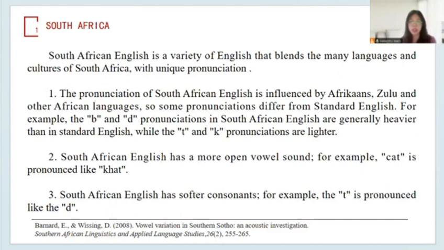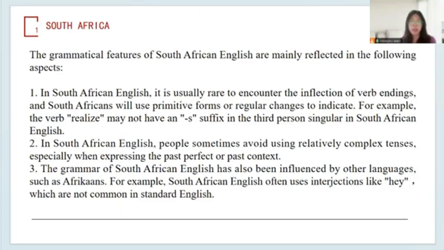South African English has a more open vowel sound. For example, cat is pronounced like hat. South African English has softer consonants. For example, the T is pronounced like D. Let's look at grammatical features.